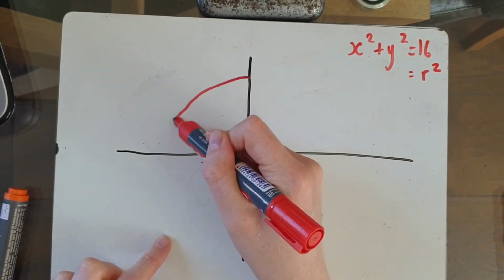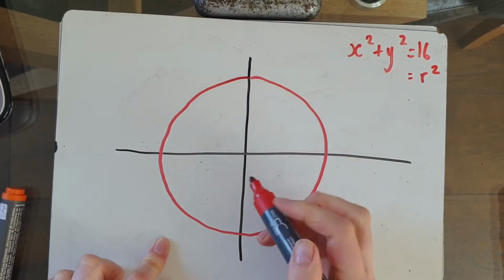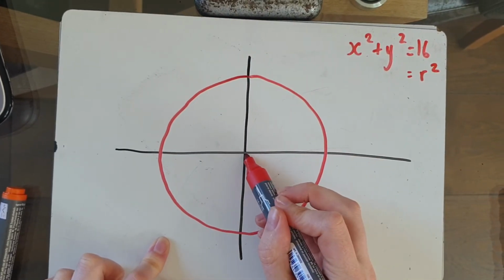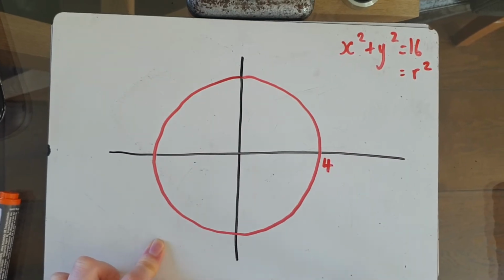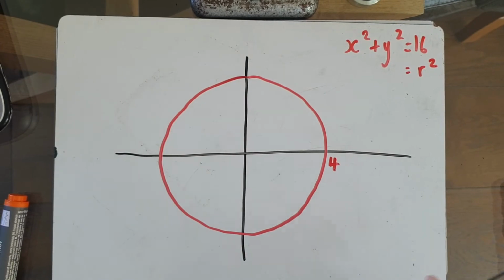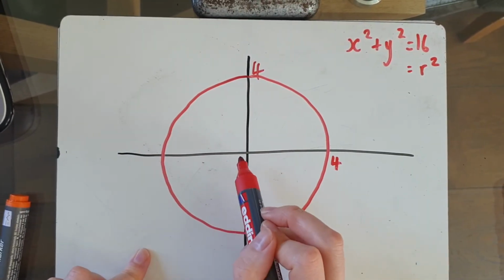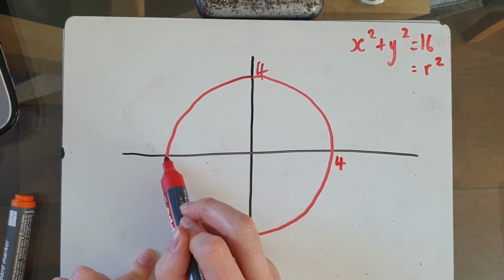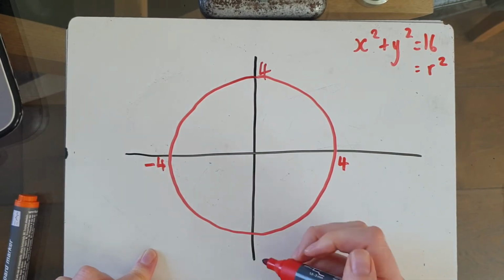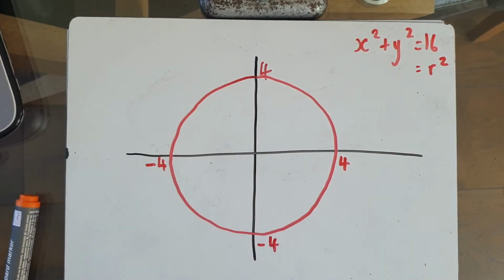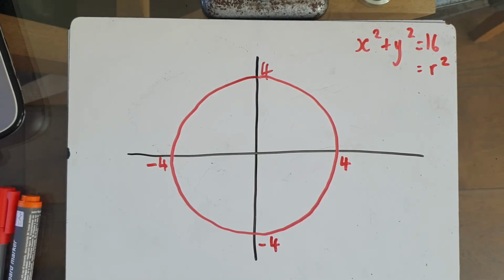So we would draw a circle. Its centre is at 0, 0. Its radius is 4. So it crosses the x-axis at 4. It also crosses the y-axis at 4. It crosses the x-axis again, 4 away from the centre, but obviously it's in the negative direction, so that's at -4, and this is also at -4. So that's the first part.